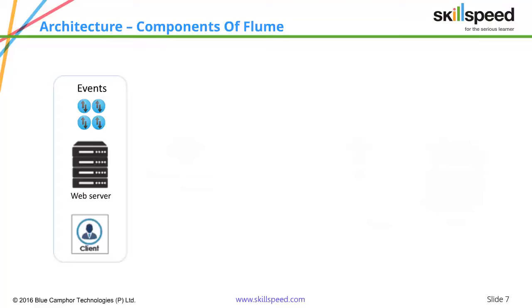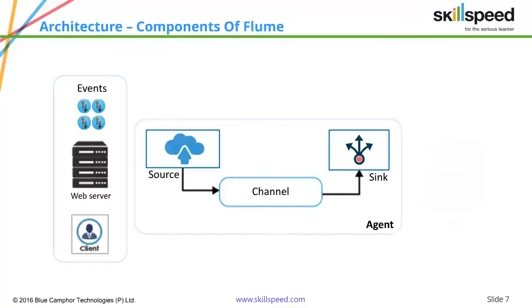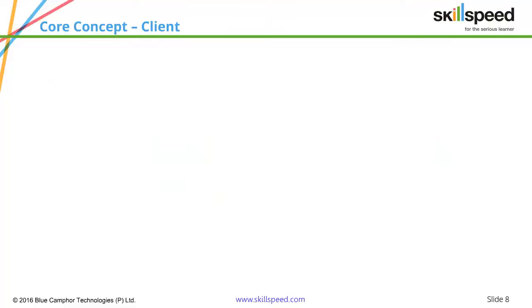Once the data gets generated, it is absorbed by the agent. Now the agent has a source, channel, and sink. Source is the part which absorbs the data, and source can place the data into one or more channels. Now the sink will consume the same event from the channel, and then it can commit to a final destination such as HDFS.